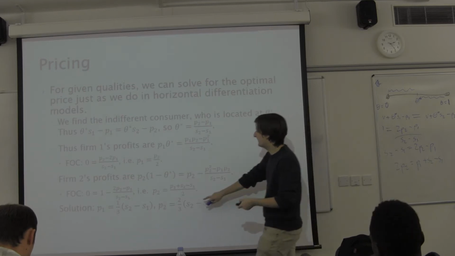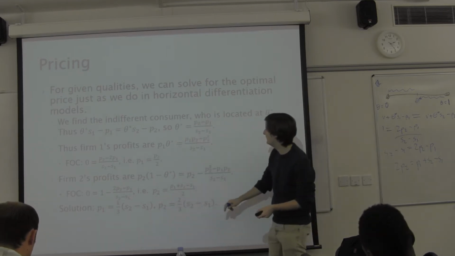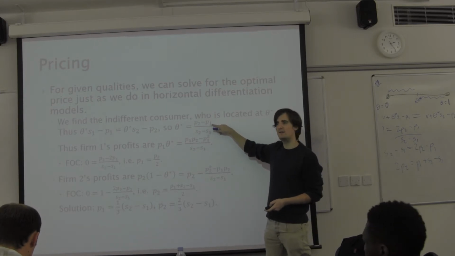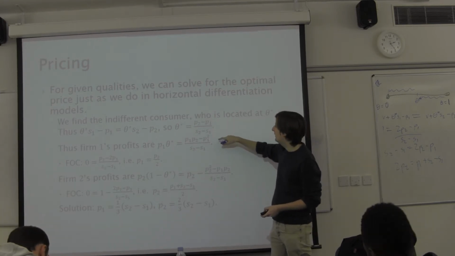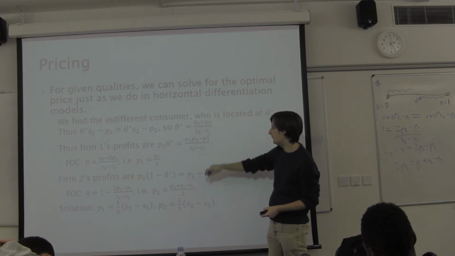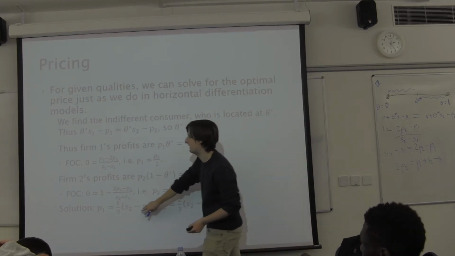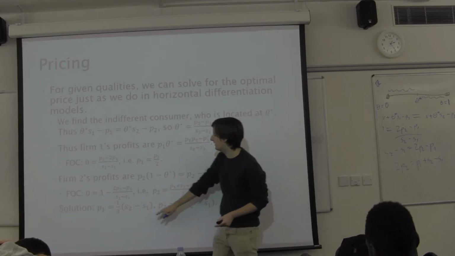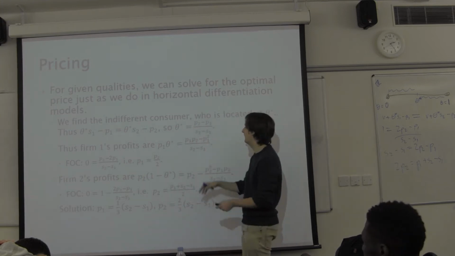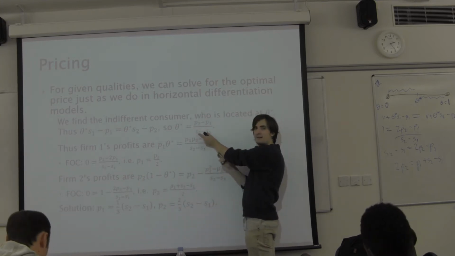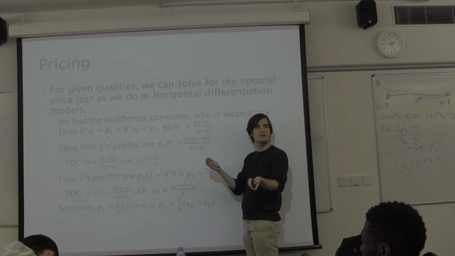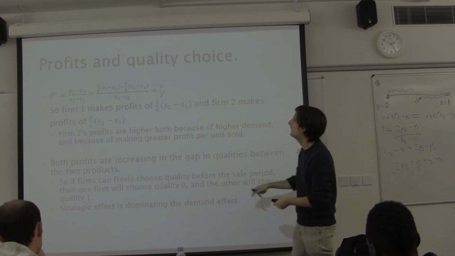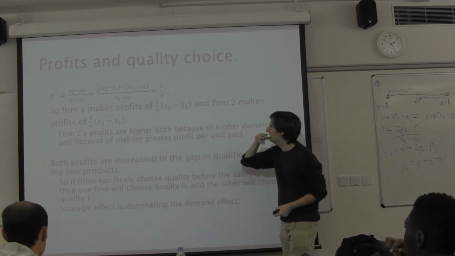So with this particular value for P1 and P2, the solution, we can substitute that back into our original equation for the location of the indifferent consumer. You're going to get P2 minus P1, which is 2/3 of S2 minus S1 minus 1/3 of S2 minus S1. So P2 minus P1 is just going to be a third of S2 minus S1. When we divide that by S2 minus S1, we just get a third. So the indifferent consumer here is going to be located 1/3 of the way along.